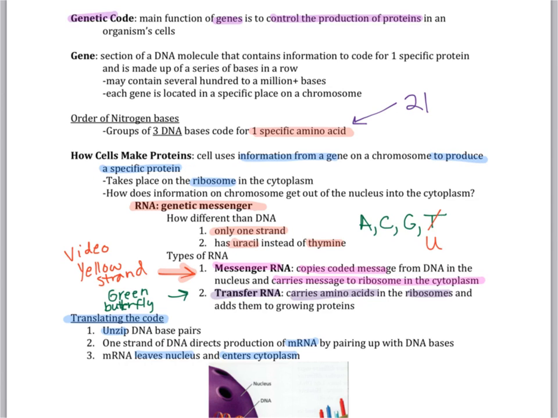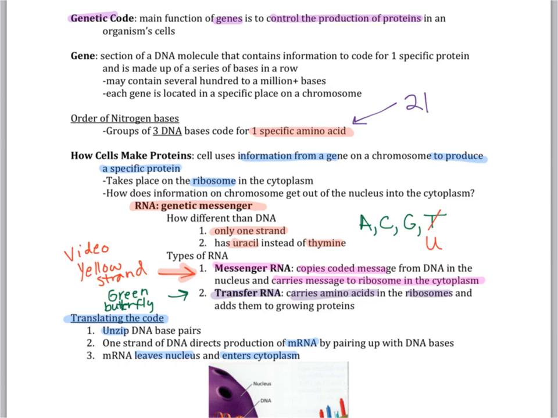All of this takes place in the ribosome, which is in the cytoplasm. So the question is, how does the information on the chromosome get out of the nucleus into the cytoplasm? Because DNA lives inside the nucleus, and this process takes place outside of the nucleus in the cytoplasm. Well, there's a special kind of copy of the DNA that is called RNA, and it is a genetic messenger.